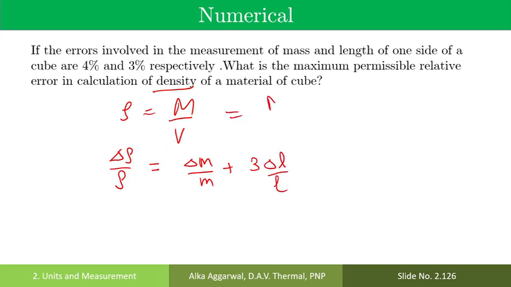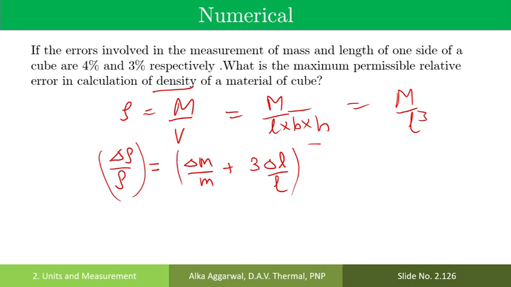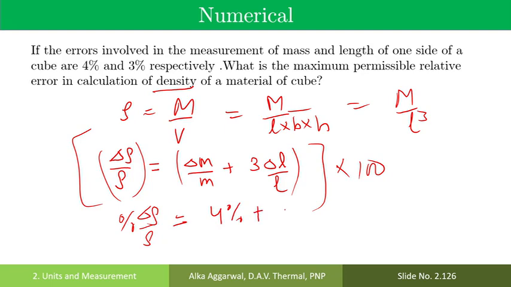Why? Because volume is length into breadth into height and it is a cube, so it is L cube. So the relative error is 3 times delta L upon L. As we have to find out the percentage error, we multiply it by 100. It becomes the percentage error. So the percentage error delta rho upon rho is equal to the percentage error in the measurement of the mass plus 3 times the percentage error in the measurement of the length, which is equal to 13.